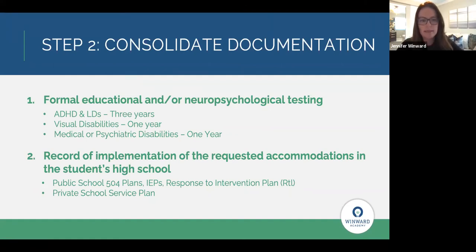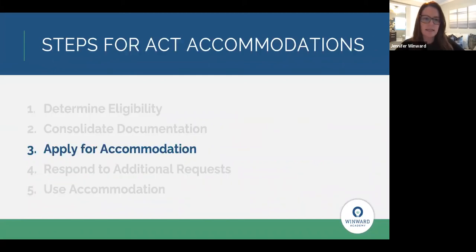What else do they want to see? Well, they want to see that there's some sort of record that whatever it is that you're requesting from ACT is something that your son or daughter is receiving at school, right? So if you're at a public school, what is the IEP plan? What is the 504 plan? We want to see that there's something documented on record at school that the student is using this accommodation. Same thing if you're at a private school, they're typically called service plans or learning plans. They want to be able to see that the school has received this documentation and that the school is providing this accommodation that you are asking ACT to also provide.